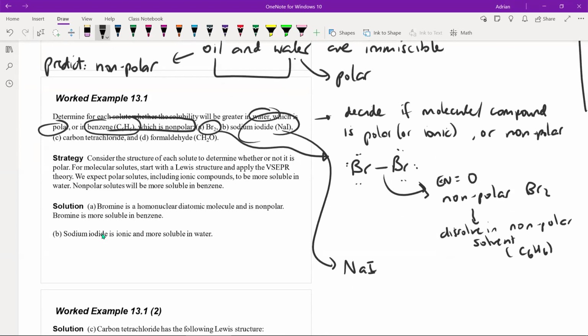If we take a look at sodium iodide, NaI, right away we know that this is ionic because there's a metal in it. So it's made up of ions. That is as polar as you can get, so that will dissolve in a polar solvent like H2O.